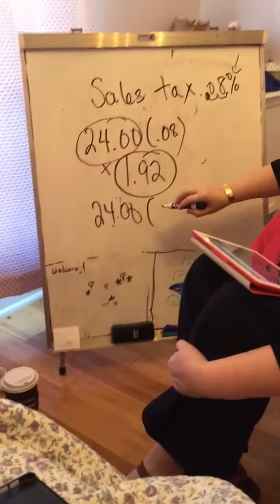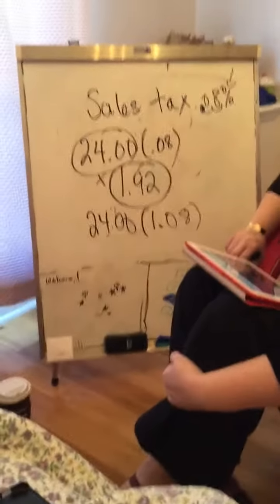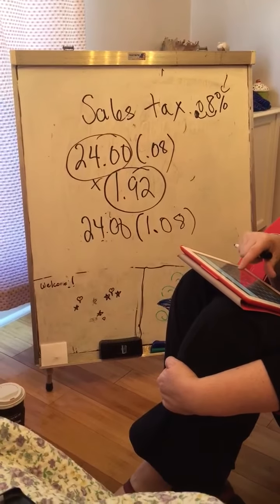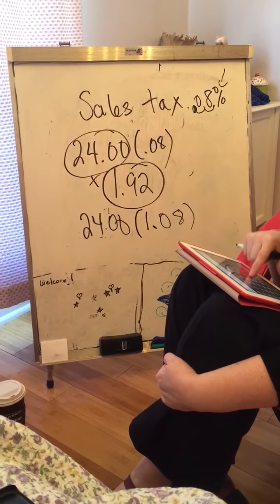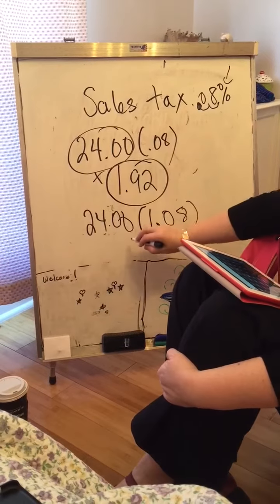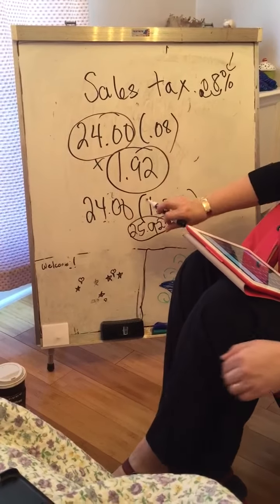sales tax. So we're going to put a 1, and I know a lot of you are going, oh, I remember that. I know a lot of you do. So $24 times 1.08 will give me $25.92, which is the amount that I'm going to pay with tax.